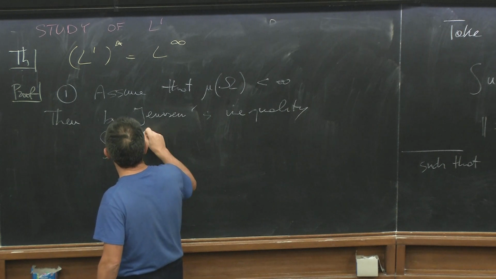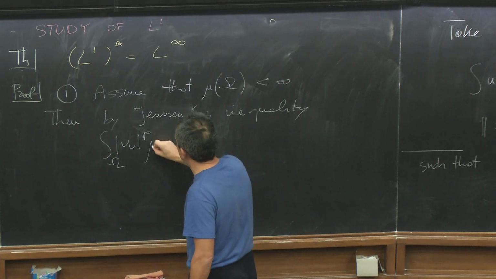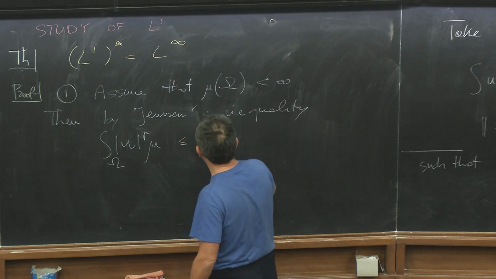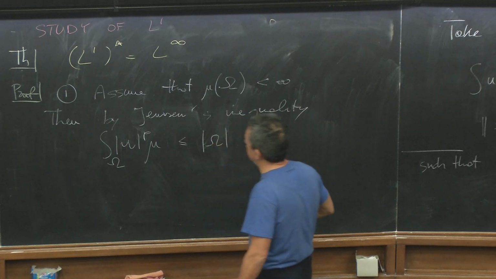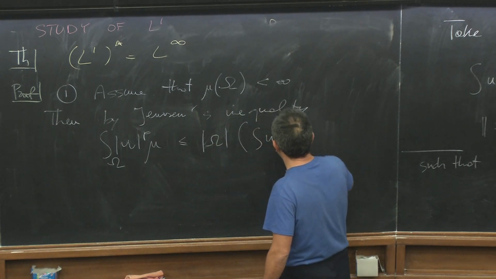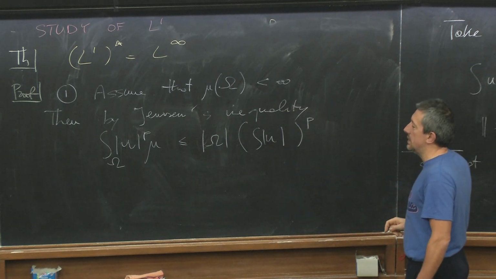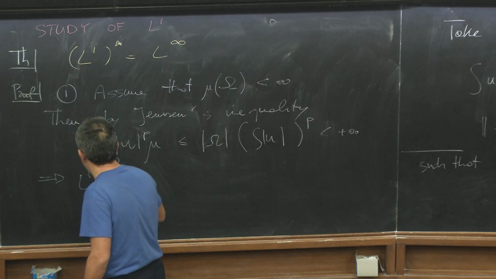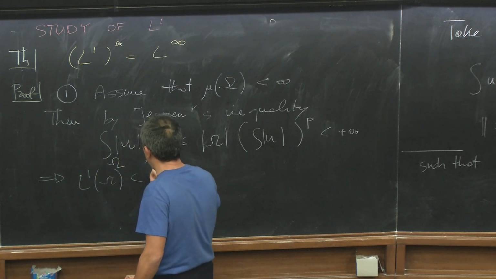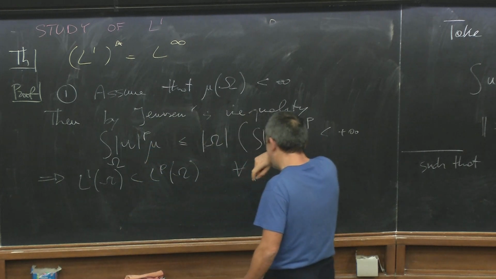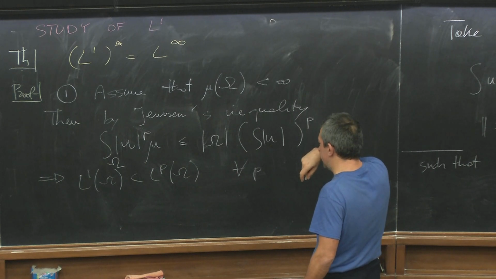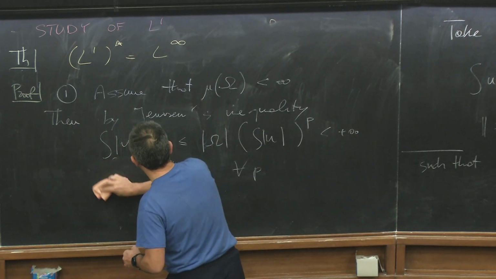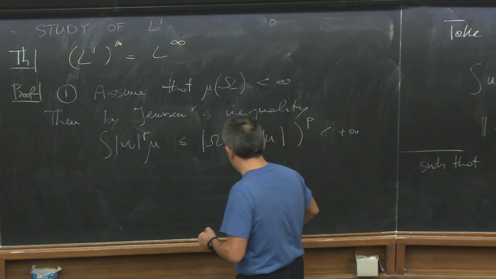the integral of u to the p over omega, one of these omega. Okay, this is less or equal than, I should normalize, so it's 1 over the measure of omega times the integral of u to the p. So it is less than plus infinity. So I conclude that L1 in this omega is contained in LP of omega for all p. Sorry, no, it's the opposite, sorry. It's LP of omega is larger or equal by Jensen.